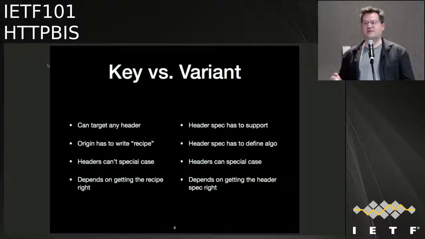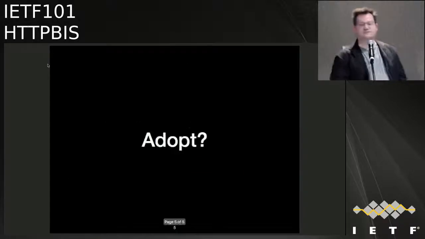The big bit of feedback we got on key was it seemed like a big old foot gun that people could shoot themselves with. And also there was a lot of implementer reluctance to adopt key. They were concerned about the unbounded nature of it. Whereas variant is much more constrained, and from the implementers that I've talked to, there seems to be a lot more excitement about it.